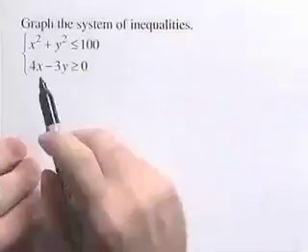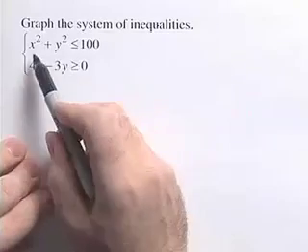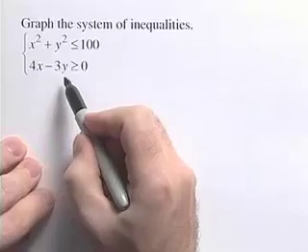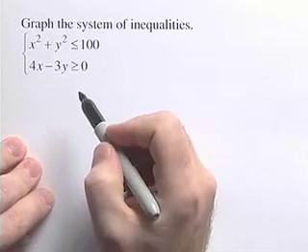For this problem, we're asked to solve a system of nonlinear inequalities. We want to graph this system of inequalities: x squared plus y squared less than or equal to 100, 4x minus 3y greater than or equal to 0.